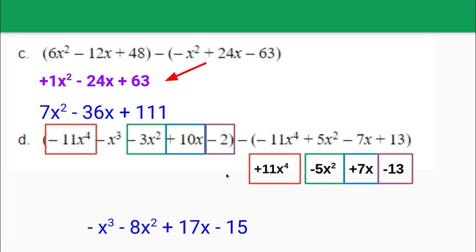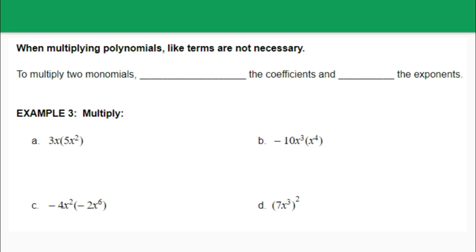X squared, there's a -3 and a -5, which gives me -8. And the two positive 10 and positive 7 single x gives me positive 17, and the constants of -2 and -13 will give me -15. How did you do? Remember, correct anything you note so you have good examples to refer back to. Okay. All right, we're going to do a few more examples.